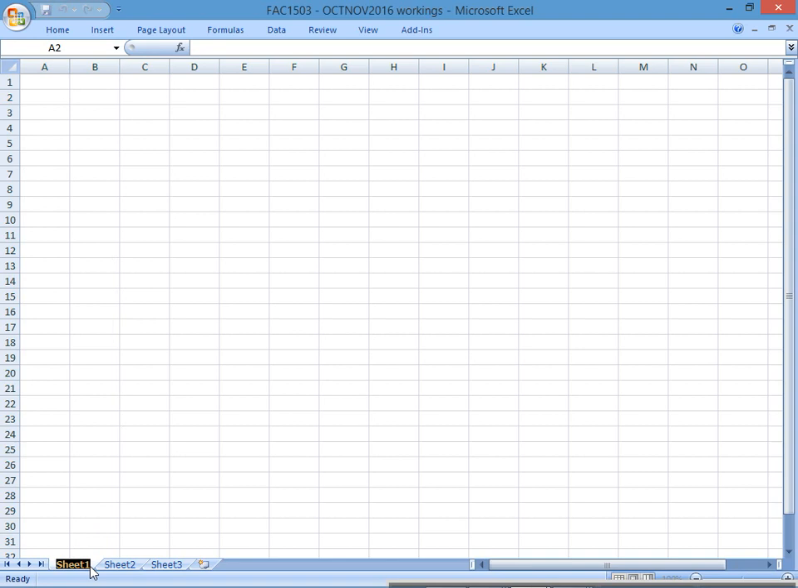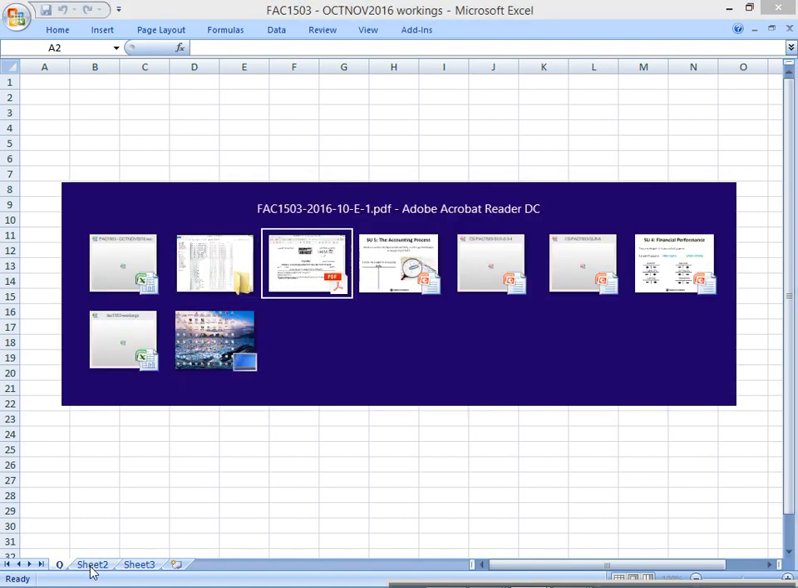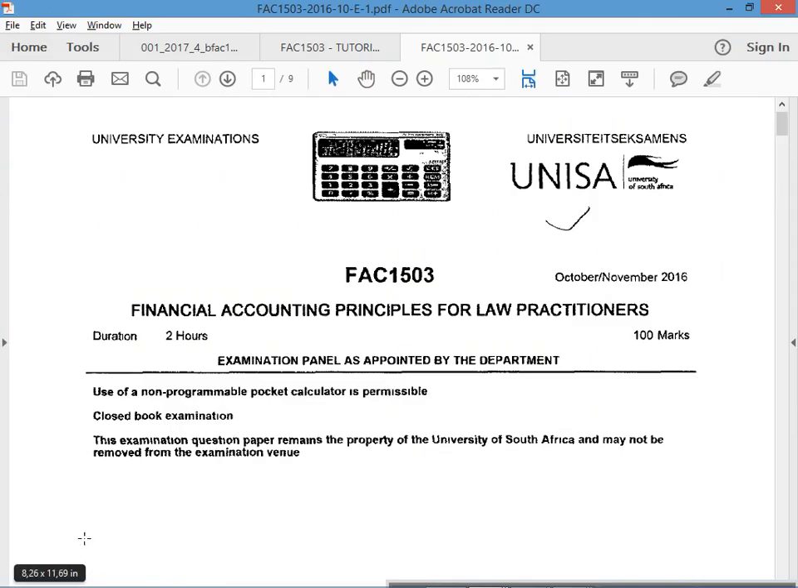I'm going to call the sheet question. I'm looking at question number 2. Okay, good exam technique. Let me discuss some exam technique while we're looking at past papers. This is the past paper that we're going to be discussing, October, November 2016.